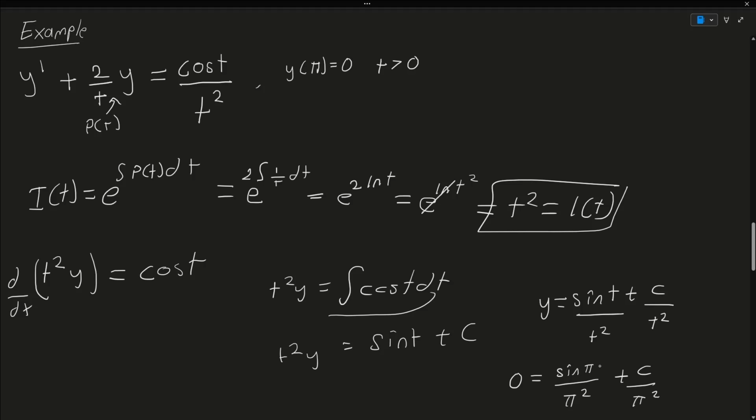Well, sine of pi is 0, so 0, and 0 plus what is 0? Basically 0, so c has to be 0 as well. So we know that c is 0, and since c is 0, the solution of the differential equation is sine of t over t squared, just like this.